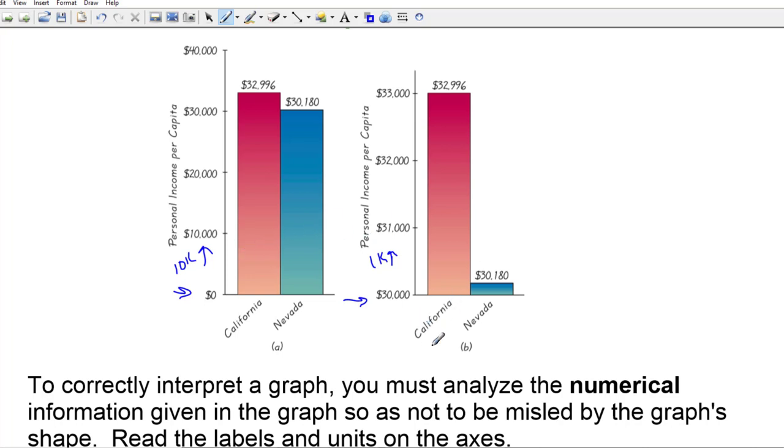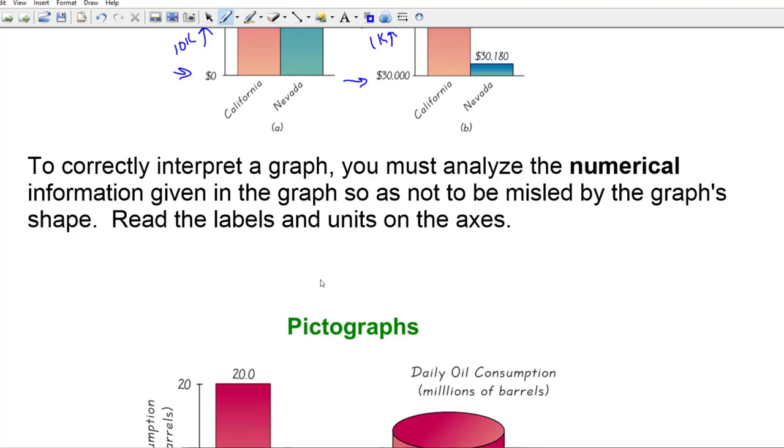So right here, if you looked at this graph on the right hand side, you would think that California had much more personal income per capita than Nevada, but it's not the case. There are some bad graphs out there that you can actually find.